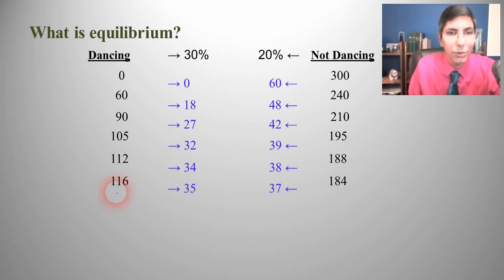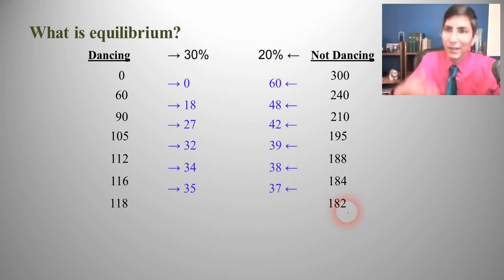So dance floor goes up by 2. The not dancing side goes down by 2. And it happens again. So you can see this is just going to keep repeating itself. What's the end game here? Well, let's see. We're almost there.